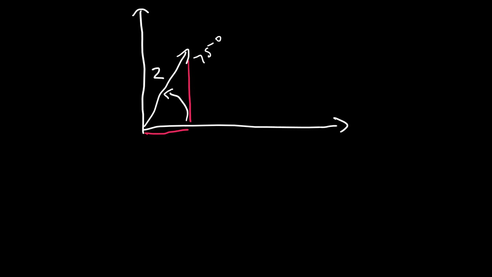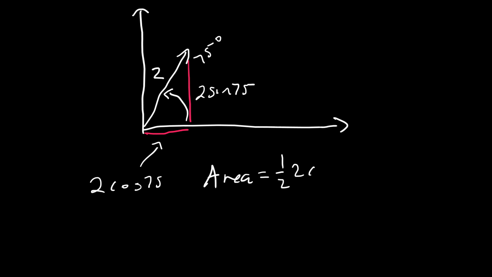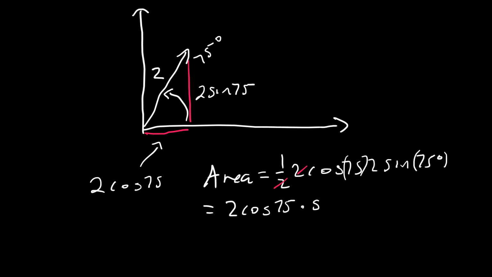We need them because we want to find the area of the triangle. So that would be equal to 2 cosine 75. That would be equal to 2 sine of 75, which means the area is then equal to 1/2 base times height. So 1/2, 2 cosine 75, and then 2 sine 75. But then take a look. Like this 2 cancels with that 2. That's going to leave you 2 cosine 75 sine 75.